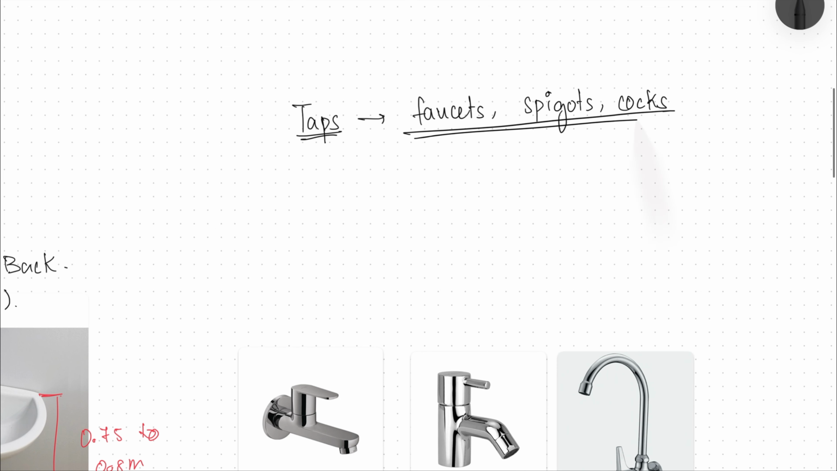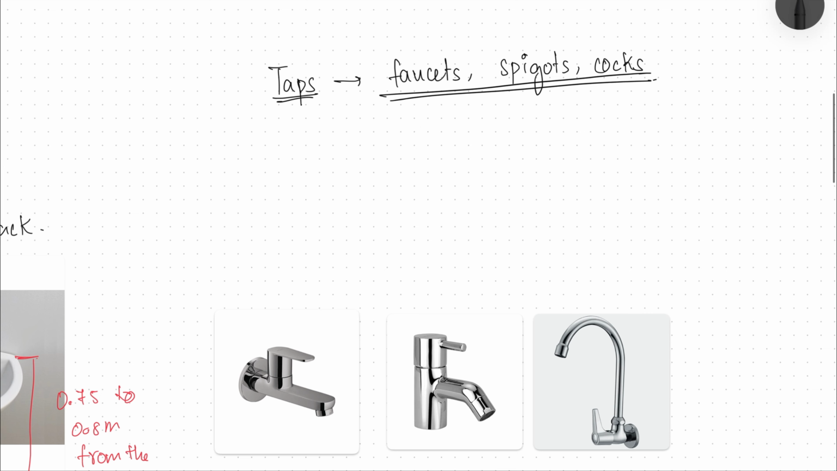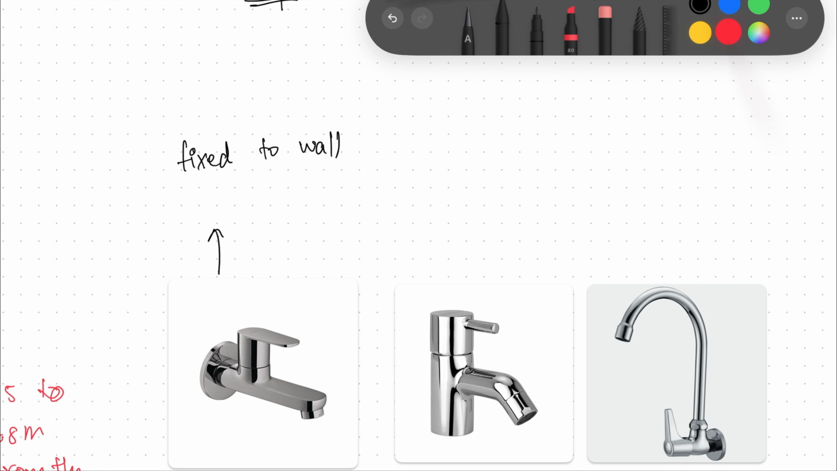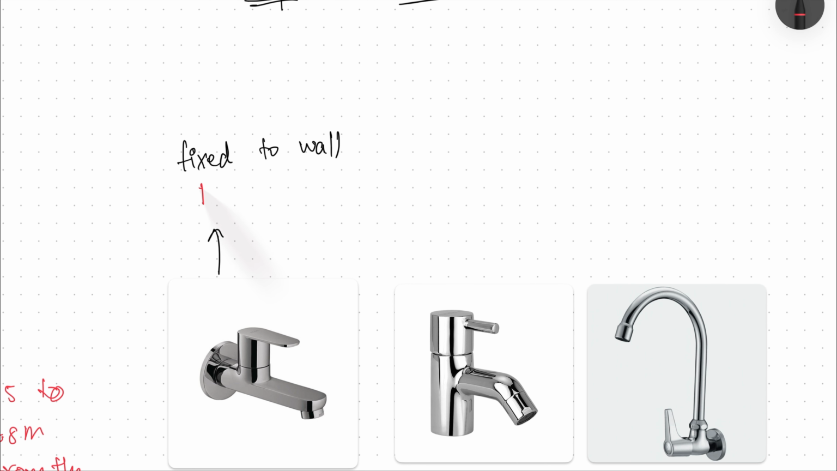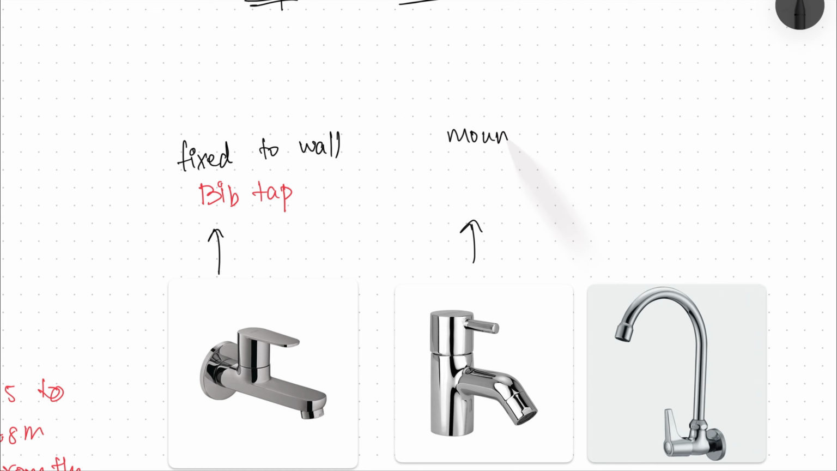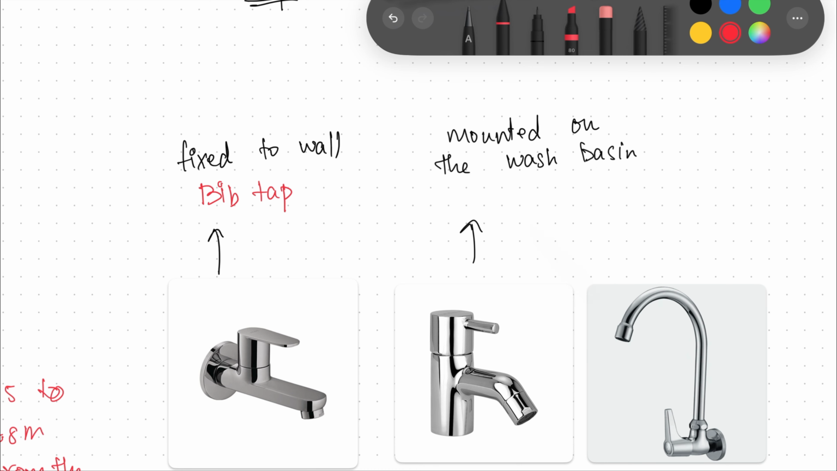And there are different types of taps depending upon where they are mounted, and sometimes even depending upon the shape. So if it is fixed to the wall, then it's called bib tap. If it's mounted on the wash basin or sink, basically mounted on any fixture, then it's called pillar tap.